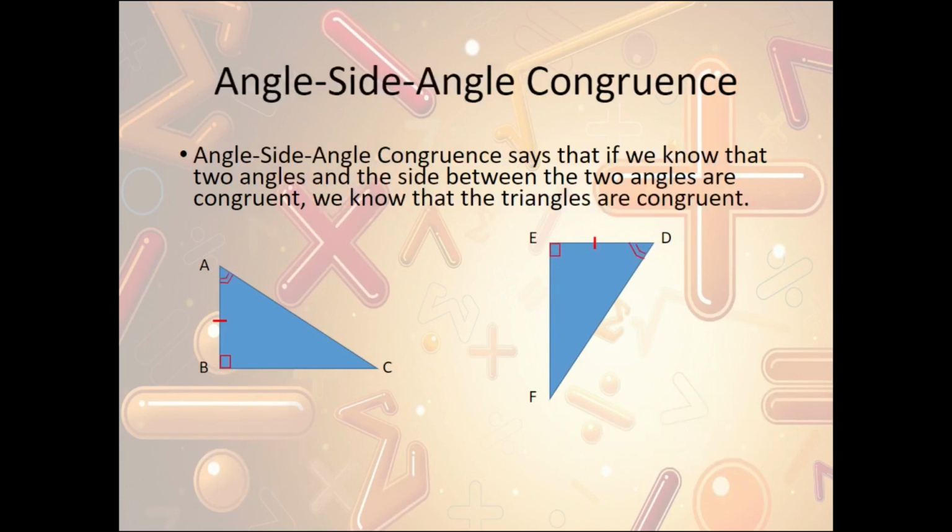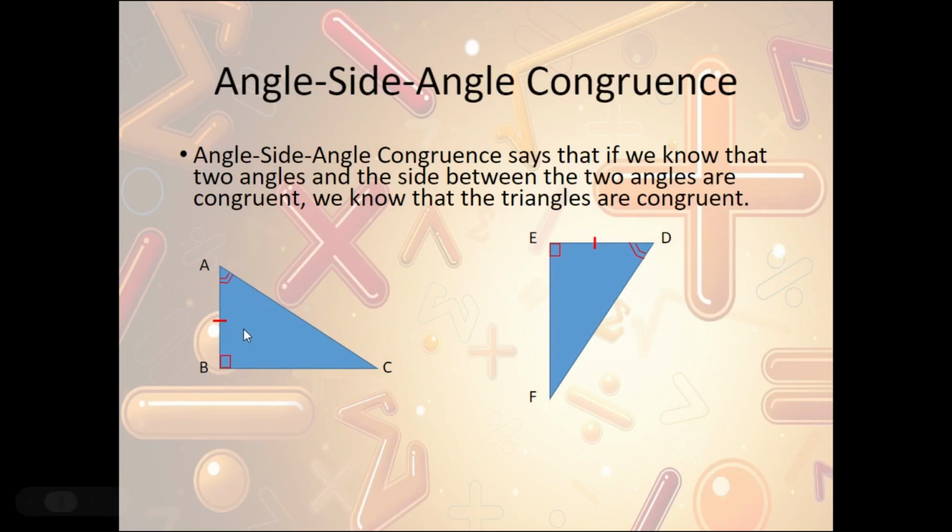Now let's take a look at angle-side-angle congruence. The angle-side-angle congruence says that if we know two angles and the side between the two angles are congruent, then the triangles are congruent. So if you notice, we have an angle, a side, and an angle. Again, order matters. So we have the side that comes between the two angles that we know.